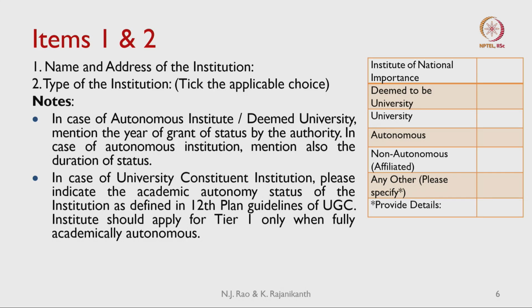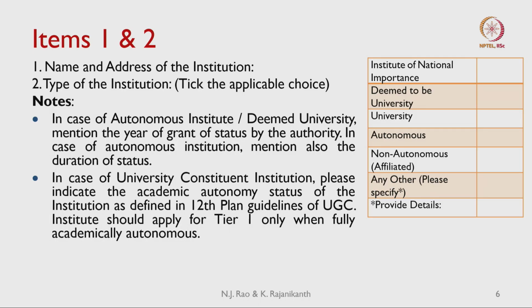Now, in the case of autonomous institute or deemed university, mention the year of grant of status by the authority, because that has a bearing on the assessment period, whether the autonomy status was granted during the assessment period or prior to that. So, that will have an implication. So, we need to state what is the year in which that status was granted by the competent authority. Then in the case of autonomous institution, mention also the duration of the status. Autonomy was for 5 years or for a shorter period, 3 years, what is it?